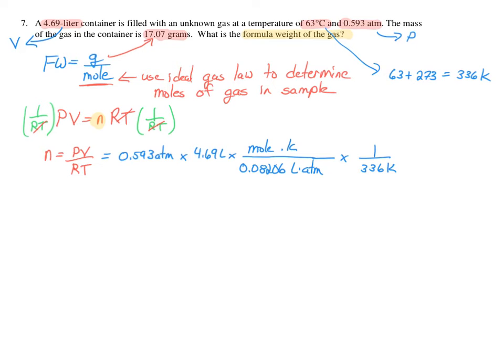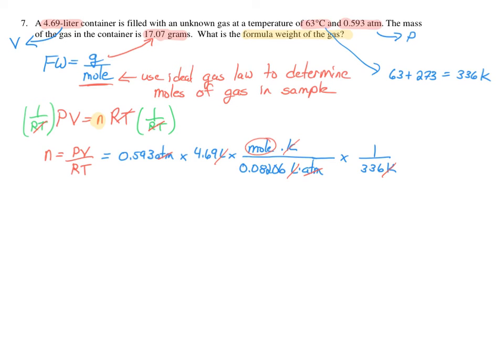We substitute in our values. We can check our units. We see atmospheres cancels, liters cancel, moles survives, and finally the units of Kelvin cancels. So we've set up our problem correctly.